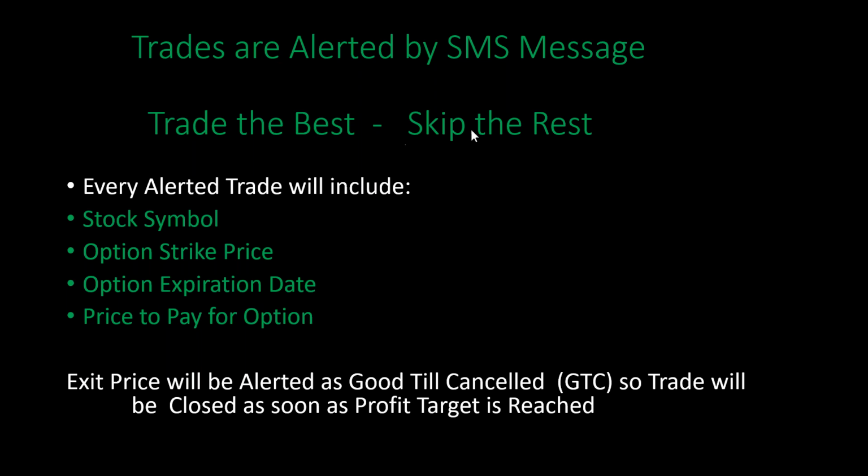All right, so let's talk quickly about the alerts here. On the alerts, you're going to get the stock symbol, obviously, the strike price, the option expiration date, and the price to pay for the option. And that could be a range. You could say $1 to $1.05, or whatever. That's what you're going to get. Now you're going to usually get at least 2 alerts on each trade. You're going to get one to get in, and then one for the exit price to take profits or to take a loss.